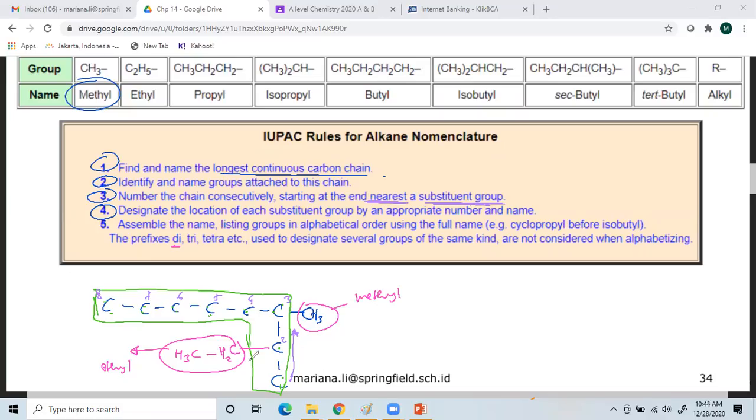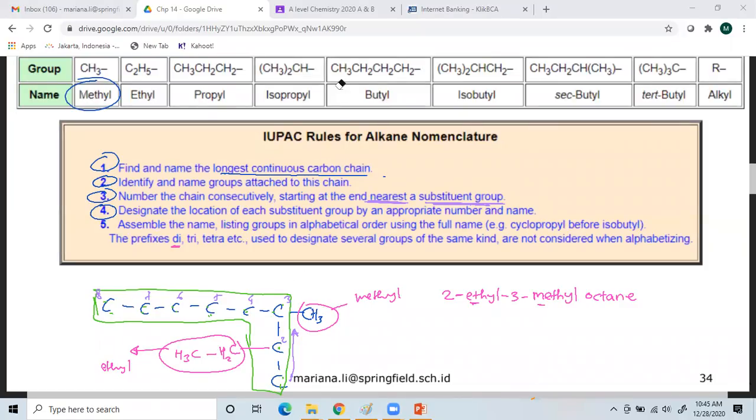Okay, alphabetical order, E comes first before M, right? Ethyl comes before methyl. So to give the name for this compound, I should determine the ethyl group first, at the second C. 2-ethyl. Don't forget to connect number with word, you should give a dash here. 2-ethyl, and then we have methyl group at the third carbon. 2-ethyl, 3-methyl, and then the longest chain, octane. Do you understand? 2-ethyl, 3-methyloctane. Once again, since E comes before M, 2-ethyl, 3-methyl.